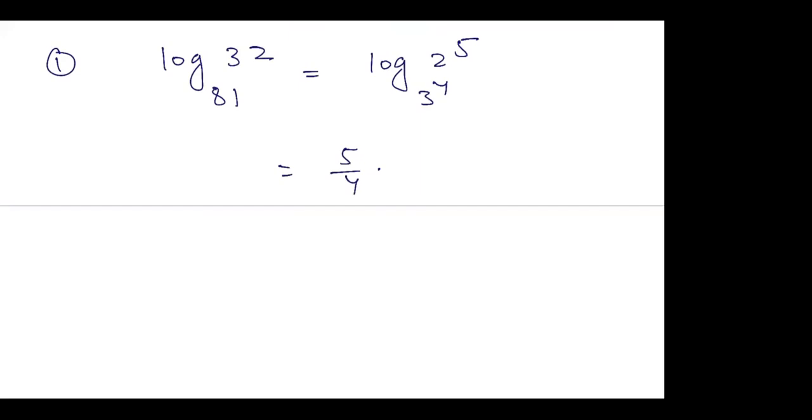Now first: log 32 with base 81, right? So what we can write, 32 is 2 to the power 5, 81 is 3 to the power 4. So this is coming as 5 by 4 log 2 with the base 3. In the simplified form, we can write this.